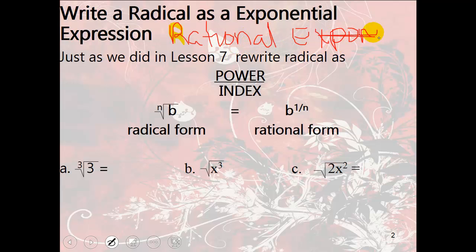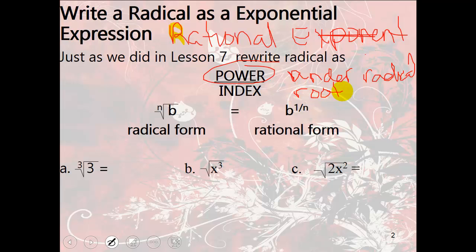And to do that, we take the power, which is generally under the radical or to the right of the radical. And the index is which root, or it's the root. Okay, and we make a quotient out of those two. So in radical form, we would have the nth root of b. In rational form, we would have b raised to the 1/nth power, b to the 1/nth.